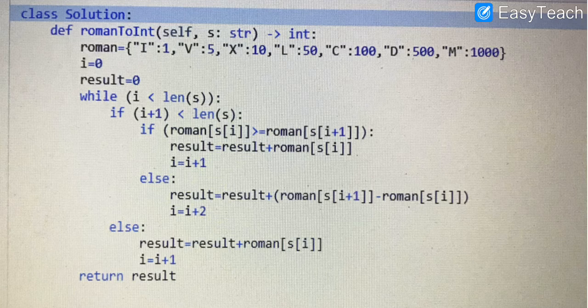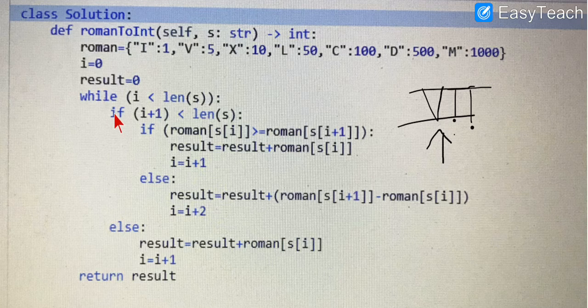So let me explain this by taking an example. Consider this Roman numeral 7. So initially i would be pointing over here, then to this one, then next over here. So when it arrives over here, the condition while i less than length of s is maintained, so it goes into the loop.